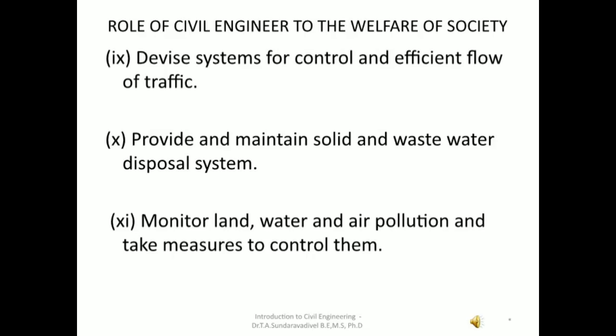He also should devise systems for control and efficient flow of traffic. He should provide and maintain solid and wastewater disposal systems, and civil engineers should monitor land, water and air pollution and take measures to control them.